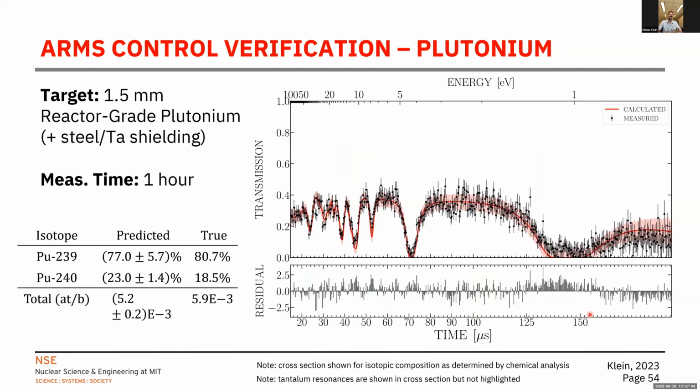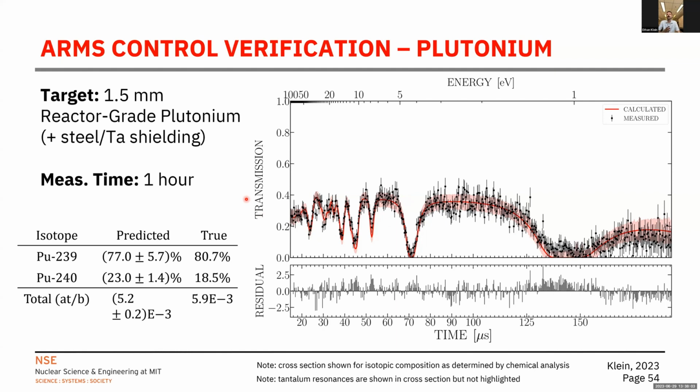And now when we do that fitting technique, we can again compare the predicted and true abundances for plutonium-239 and 240, and we again see that we have good agreement within error bars for this target. Again, just comparing the black experimental data to the red fitting curve. So this is awesome. We're able to make out plutonium.